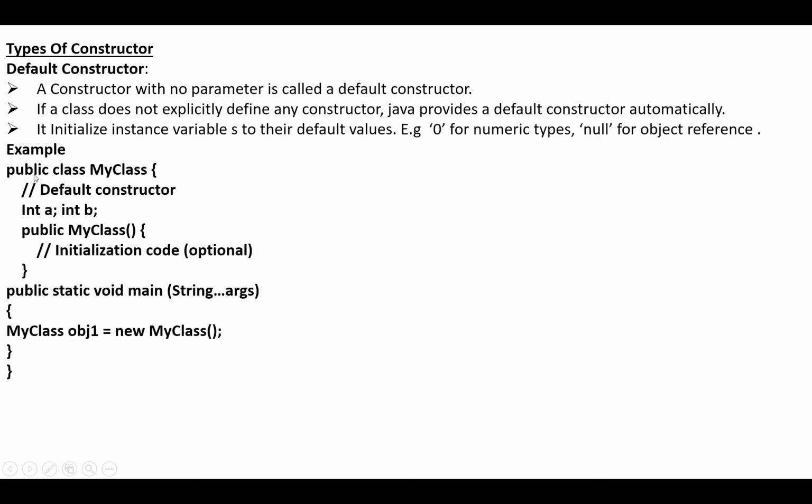Example, we have a class named myClass which has a default constructor myClass whose name is the same as the class name. We are creating the object of this class. When we call new myClass, this constructor is called and it initializes this data member. It initializes data member a equal to 0 and int b equal to 0 because int default value is 0. So it initializes both the data members with 0.